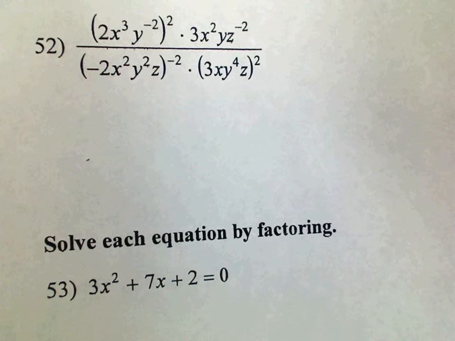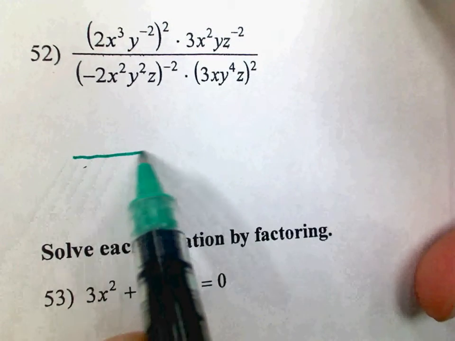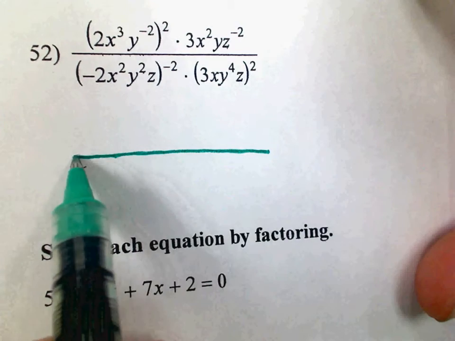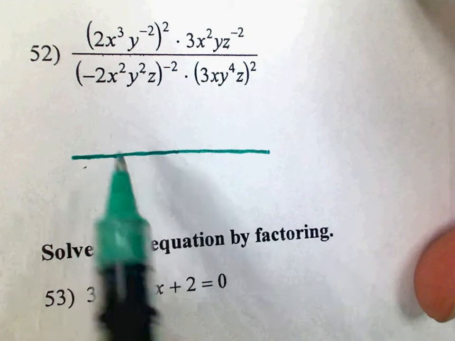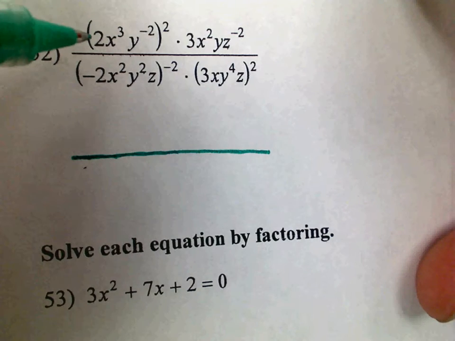Okay, so 52 is simplifying again with exponents. It's just a whole lot more. What I like to do on a problem like this is make a big division sign and just slowly put one term at a time on the correct side. So I'm just going to distribute in order to start at the top left and just go through.